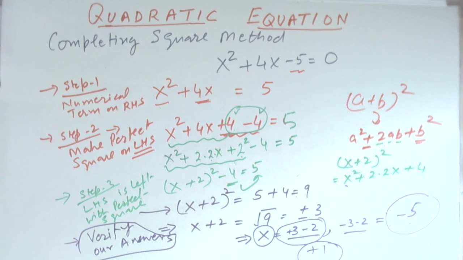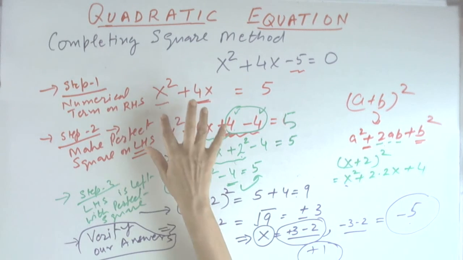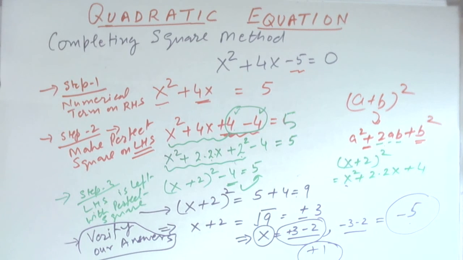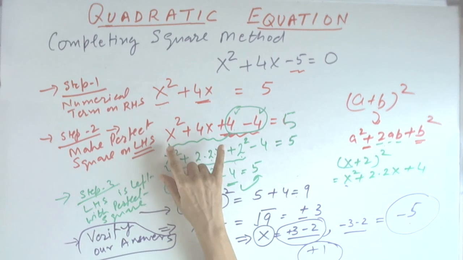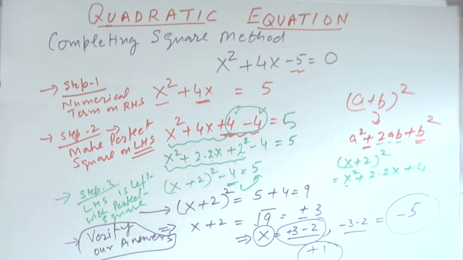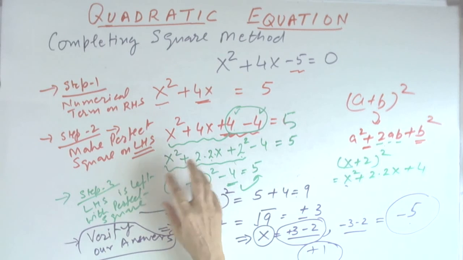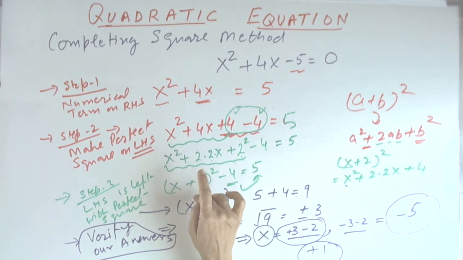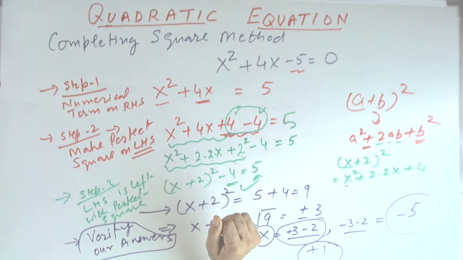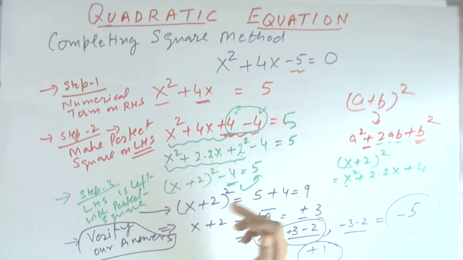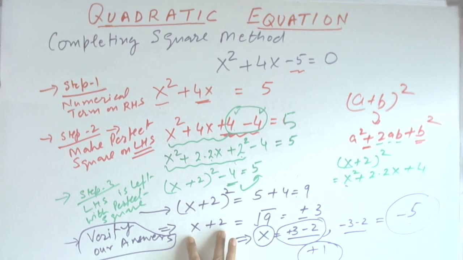So let me just repeat the steps. Step number 1 is we bring the numerical term to the right hand side, and then we make a perfect square on the left hand side, and then whatever numerical value we have added to make the left hand side a perfect square, we transfer that also onto the right hand side, and then we take a square root on both sides. By taking a square root, we get a linear equation on the left hand side and a numerical value on the right hand side.